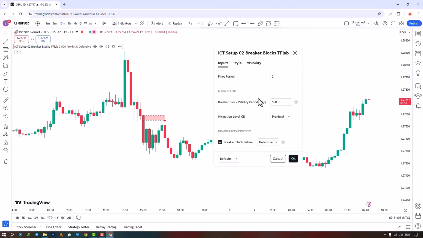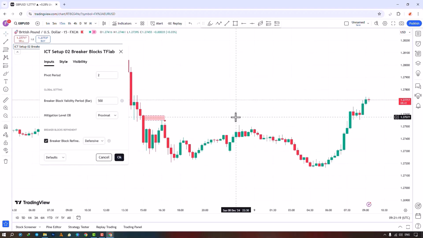The next section is about the validity of the burger block limit, which is set to 500 by default. Increasing this number makes the limit more valid, and if it stays at this 500 number or your desired number, and the price doesn't react to or reach that limit, then that limit becomes invalid.